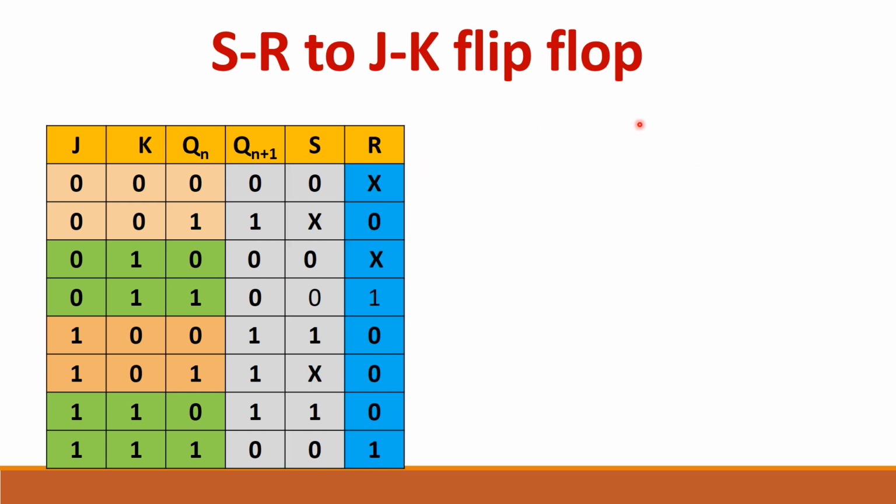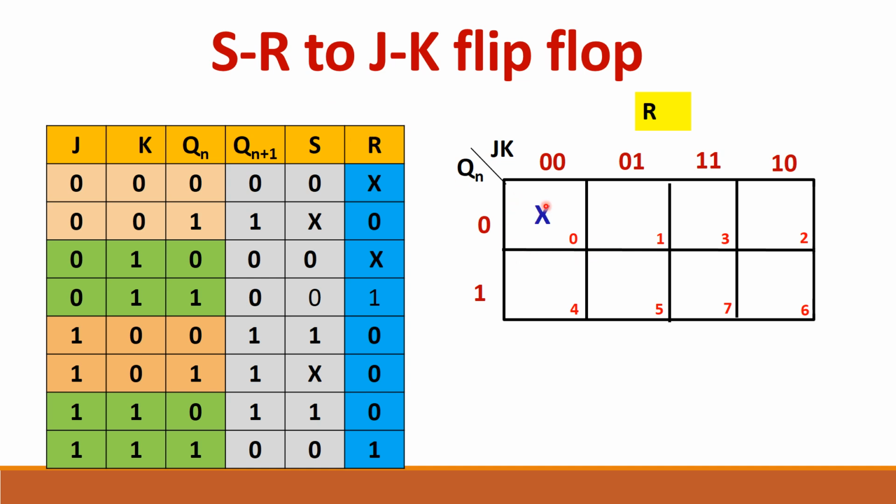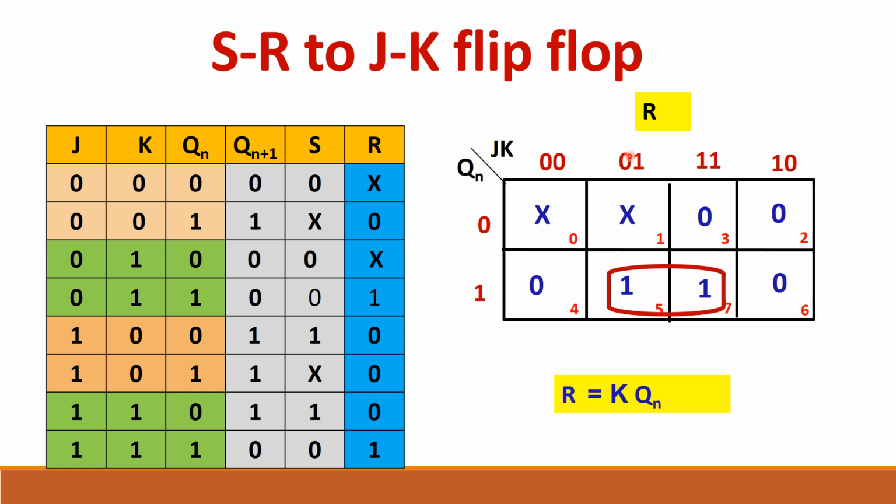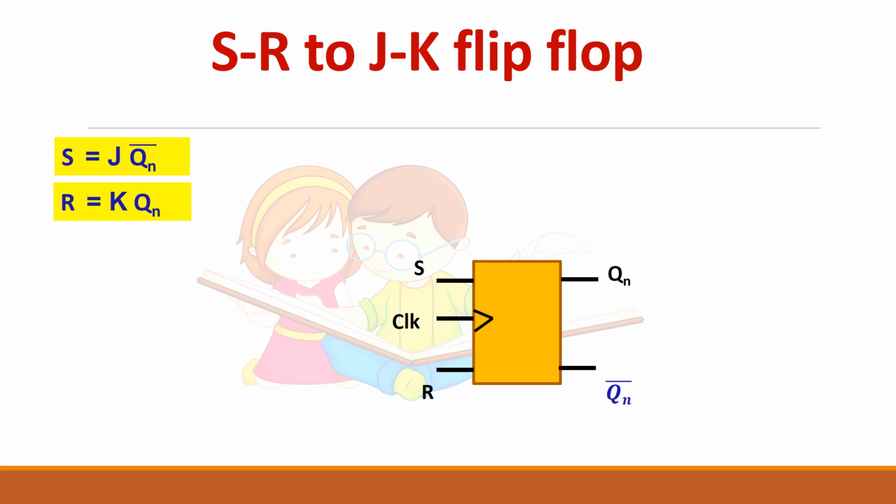Now we have to plot the K map for R. Same procedure. You can fill up the table. Now the ones are here. Let us combine the ones together. So R equal to, what is the common term here? It is K, and here the term is Qn. So R equal to K into Qn. Now we have derived the relation for S and R.